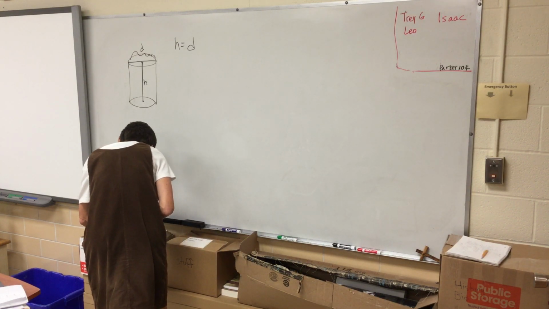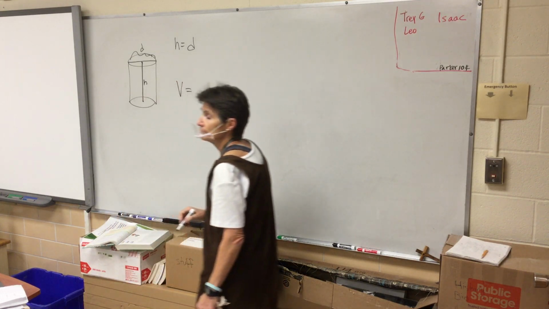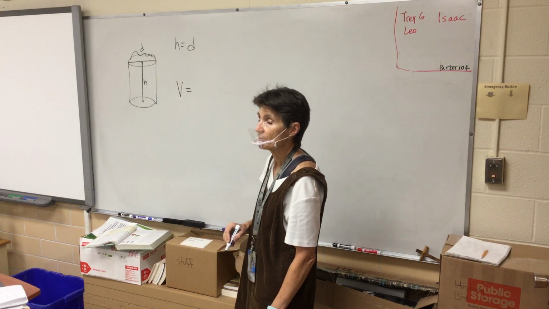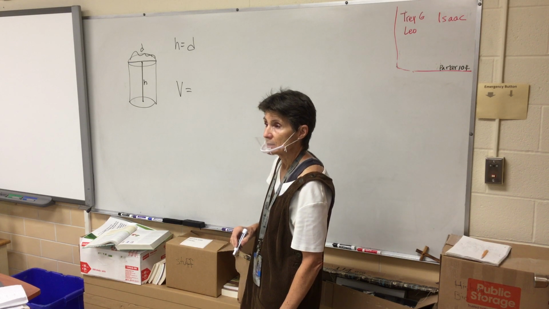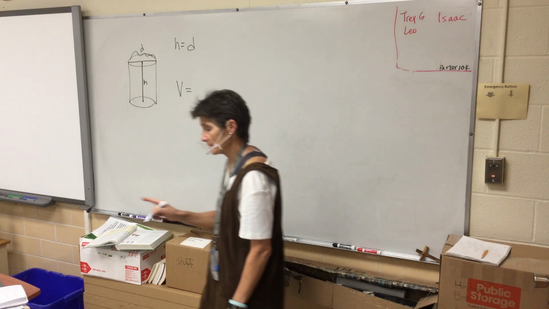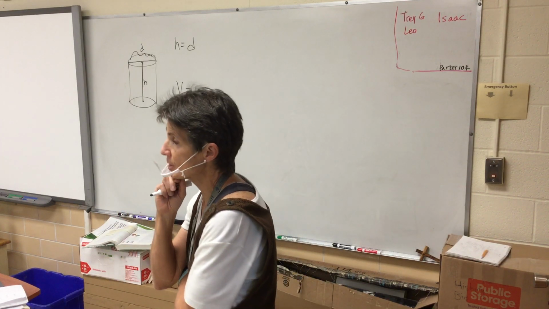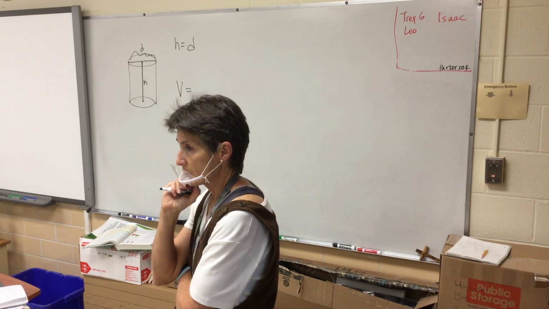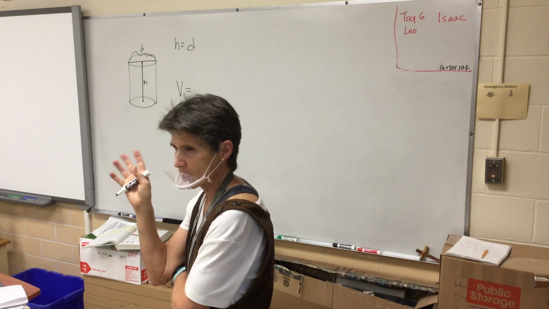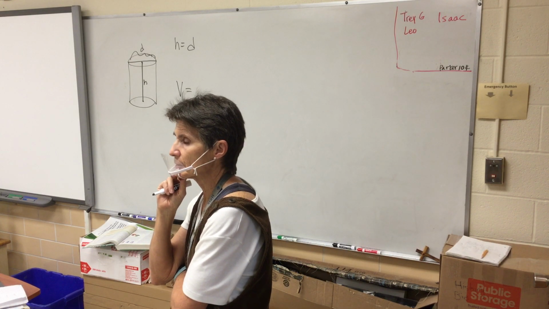Now, write the volume of the cylinder as a function of the radius. That's what the question says. Write the volume of the cylinder as a function of the radius. Now, what is the formula, just in general? What is the formula for the volume of a cylinder?